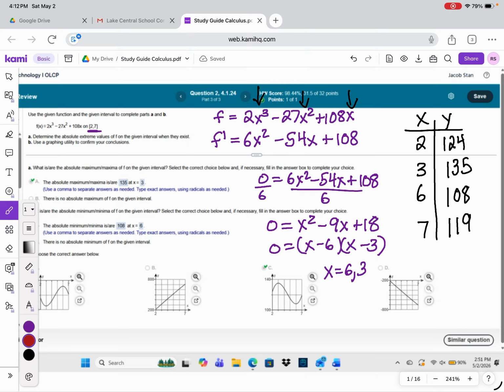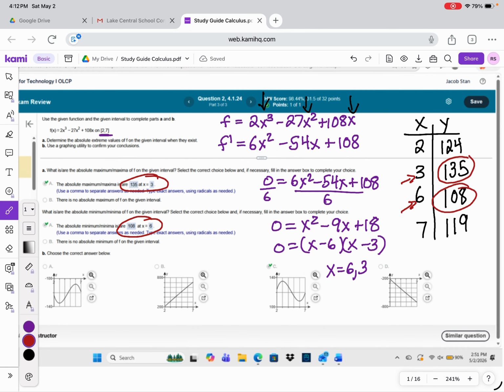So again, we're looking for the biggest answer. So here's our maximum, 135. That occurred when x was equal to 3. Okay, here's our minimum value, 108. That occurred when x was equal to 6.